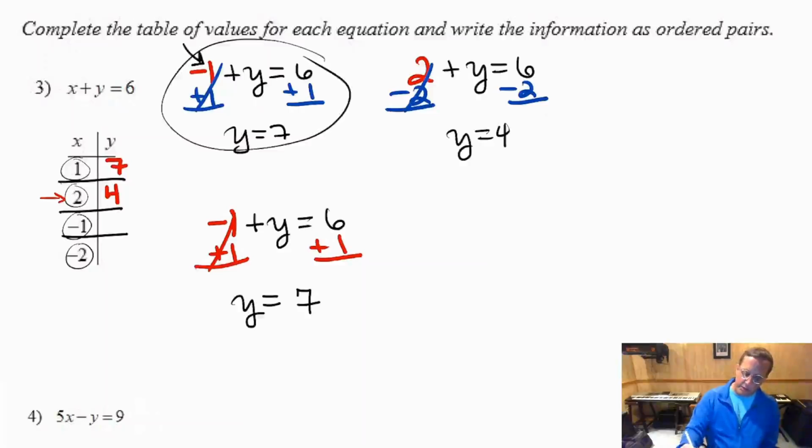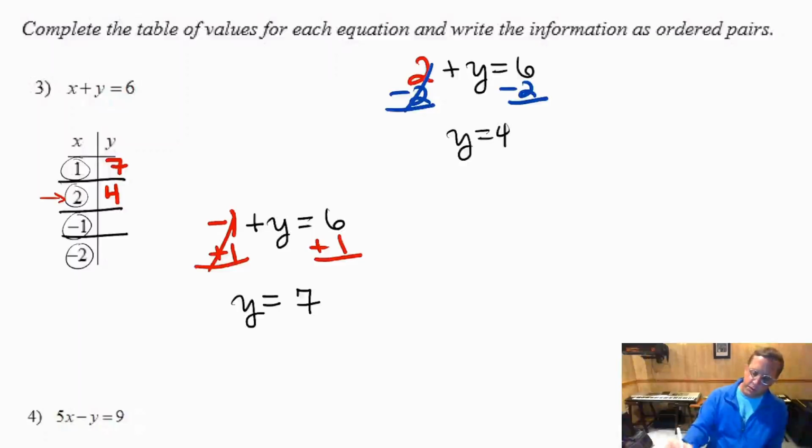I put in -1 for some reason. That should have been +1. Let me start that one over. Pardon me, I wrote the wrong number. So we're going to put in 1. It should be 1 plus y equals 6. Putting that 1 in there, and then we're going to take away 1 from both sides.